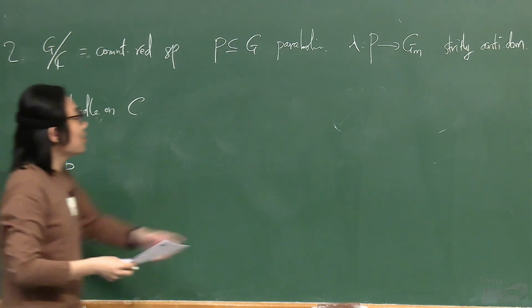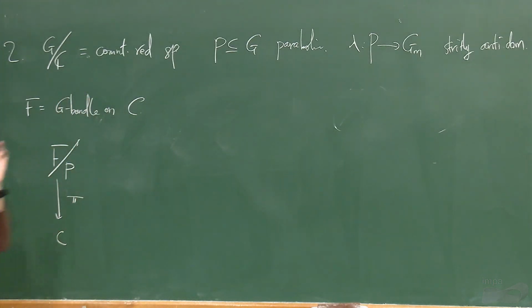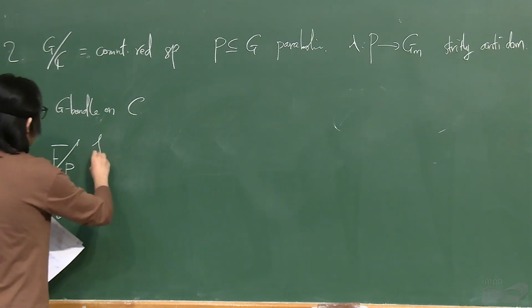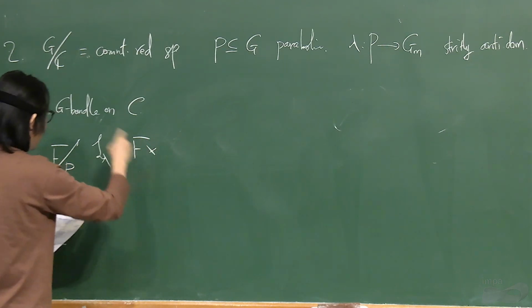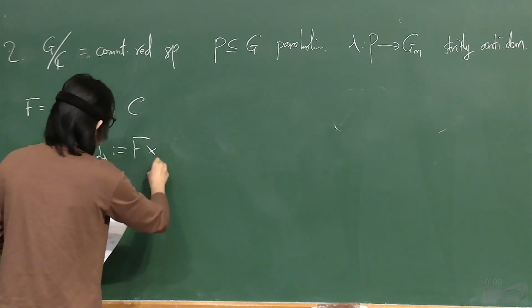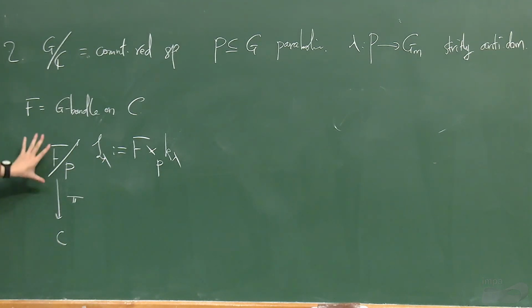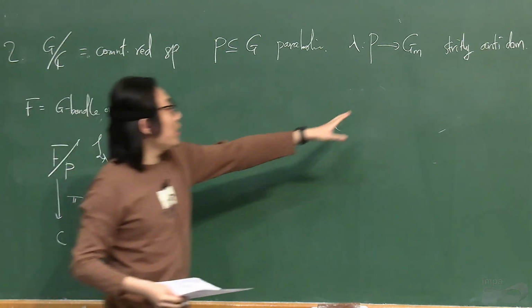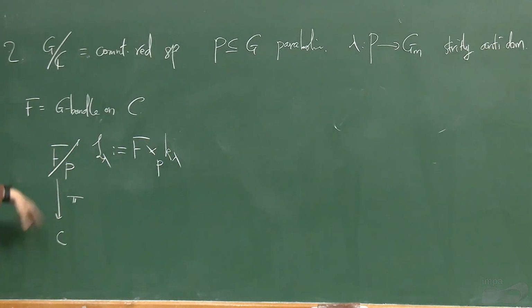And with this character, you can do the associated bundle construction, L lambda. Now this will be a line bundle on this flag bundle, and strictly anti-dominant is to make sure that this line bundle is vertically ample. Okay.